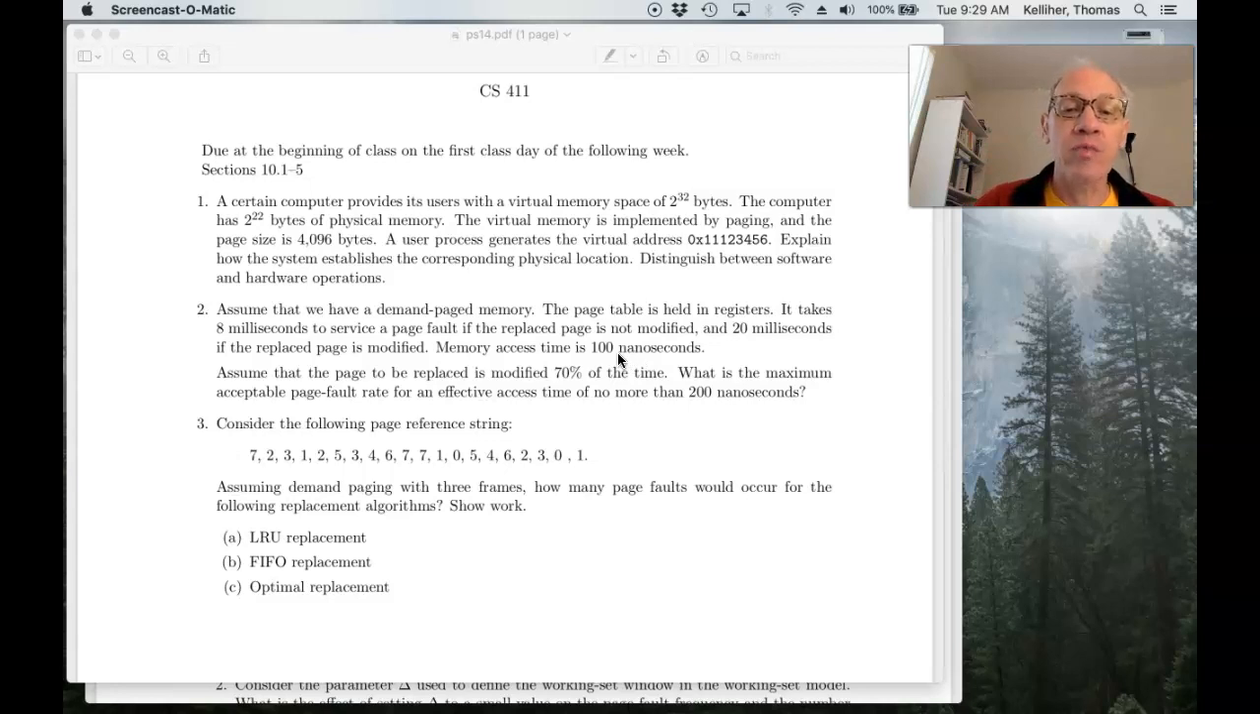Okay, so you're going to put that in an algebraic expression with the effective access time on the left-hand side. Plug in 200 nanoseconds for that, and then solve it for what the acceptable page fault rate is going to be. And it's going to be much less than 1%. Keep in mind a millisecond is 10 to the minus 3 seconds. A nanosecond is 10 to the minus 9 seconds.